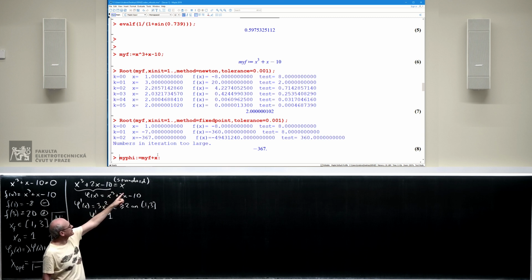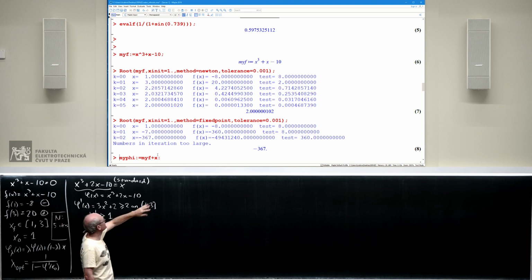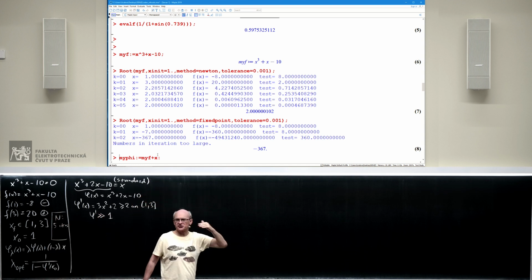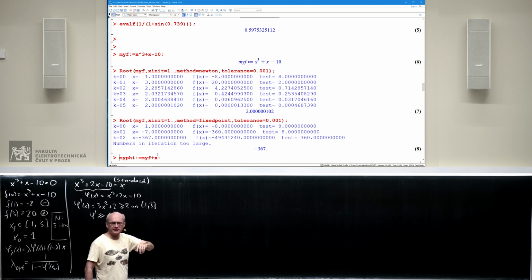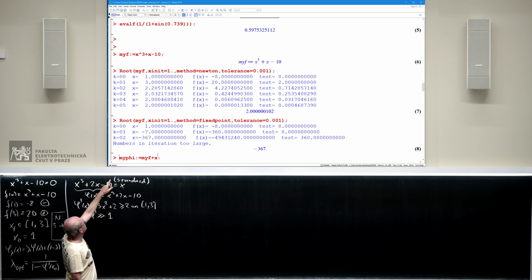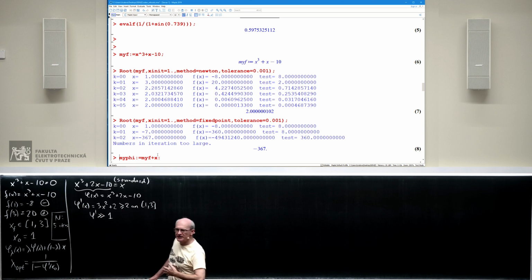Another check is about numbers. If they grow larger than 1 million, and you can also change that in this procedure, if they are too large, the procedure stops because you deserve to be warned about it. This looks really, really bad. Bad divergence.